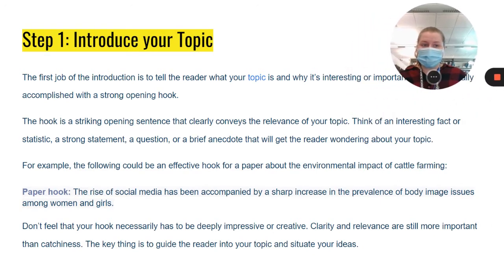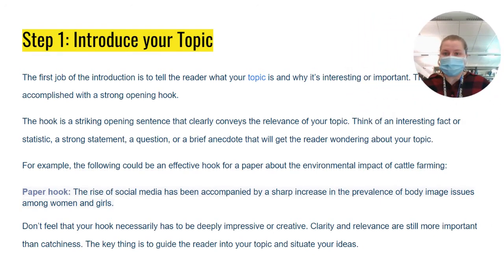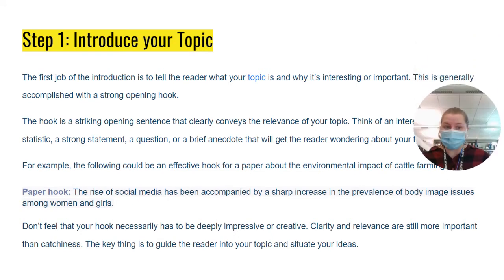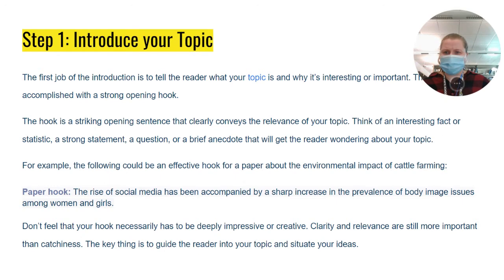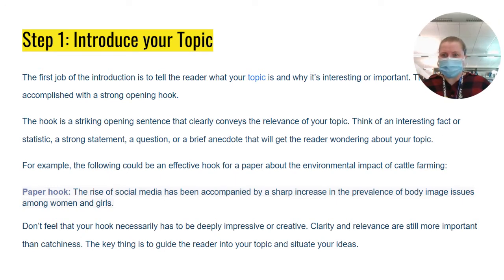So the first thing you need to do is introduce your topic. The first job of an introduction is to tell the reader what your topic is and why it's important or interesting. This is generally accomplished with a strong opening hook. You've probably heard of hooks before. It's a striking opening sentence that clearly conveys the relevance of your topic. Think of an interesting fact, a statistic, a strong statement, a question, or a brief anecdote that will get the reader wondering about your topic, something that's going to catch their interest.